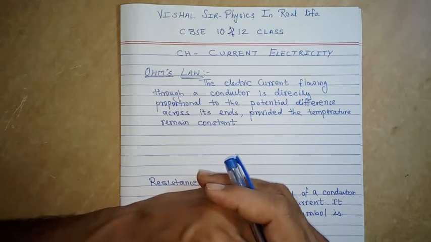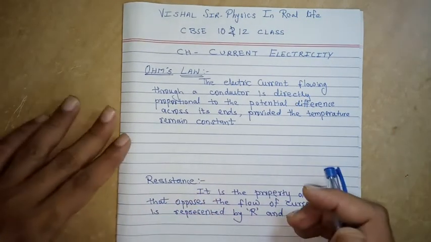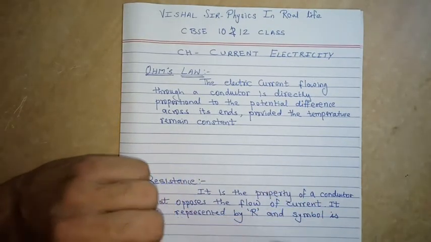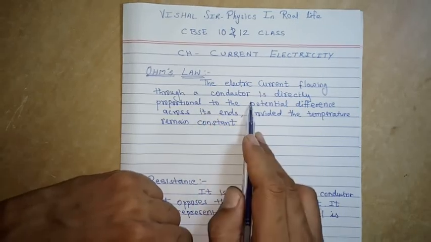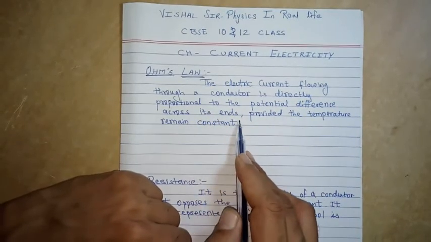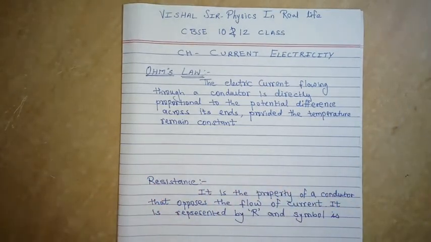So let us start Ohm's law. Now what is Ohm's law? Ohm's law states that the electric current flowing through a conductor is directly proportional to the potential difference across its ends, provided the temperature remains constant.